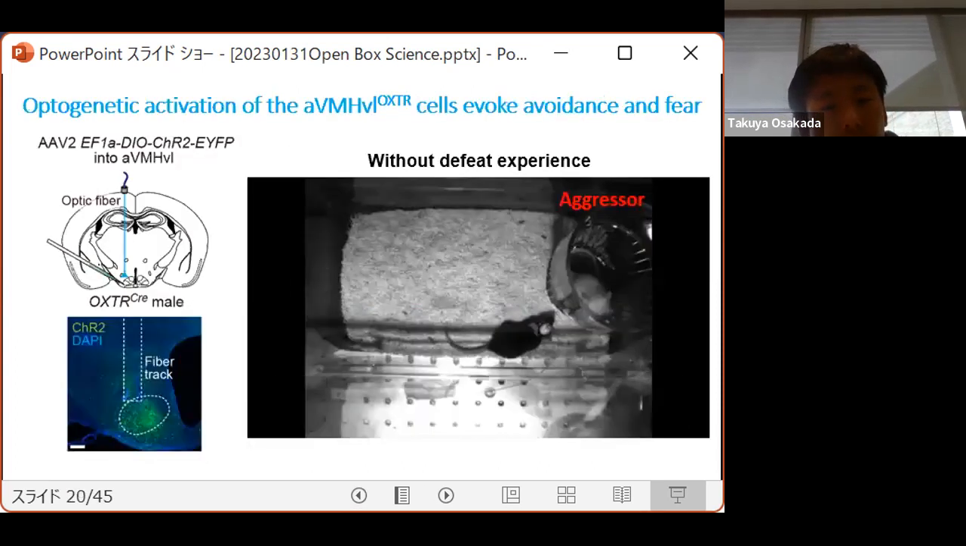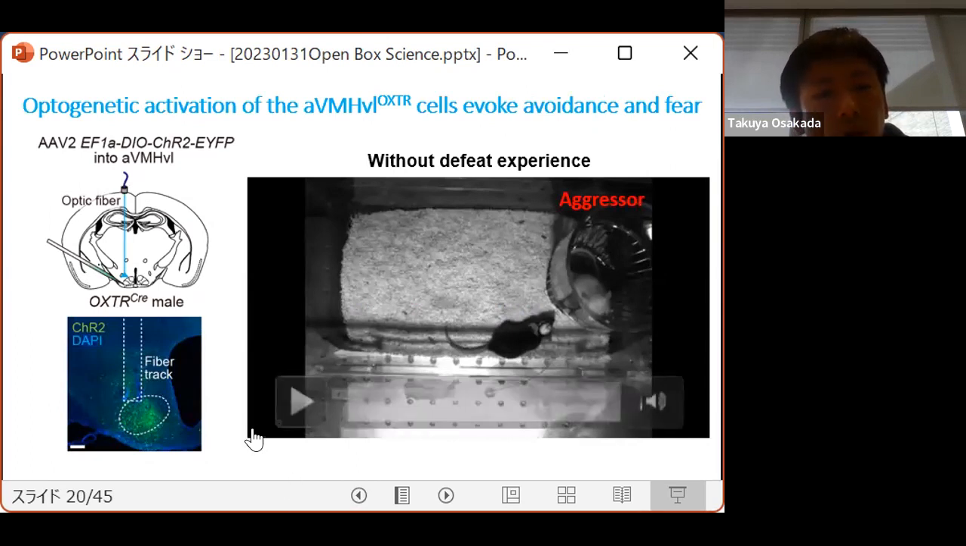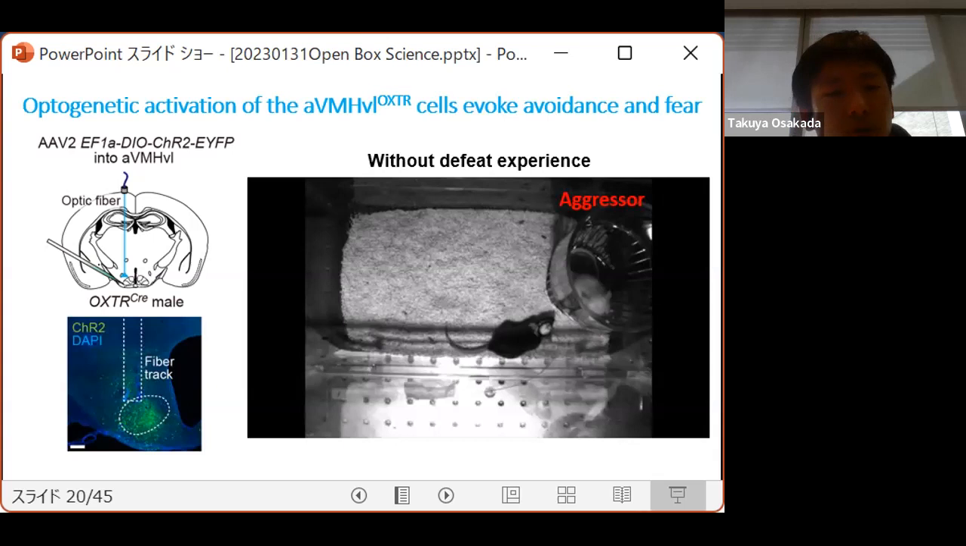So far, that was the neural activity and the characteristics of the oxytocin receptor positive population in the BMHBL. From now, I want to talk about the neural activity itself of the oxytocin receptor positive population in the same BMHBL anterior part. So first, what is the increased anterior BMHBL cell response after defeat good for?